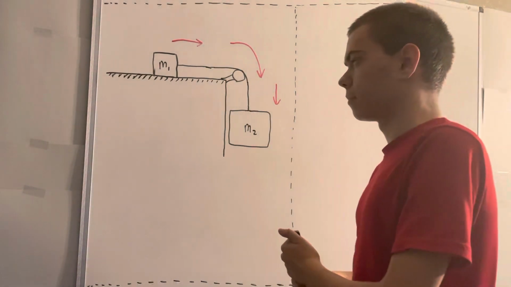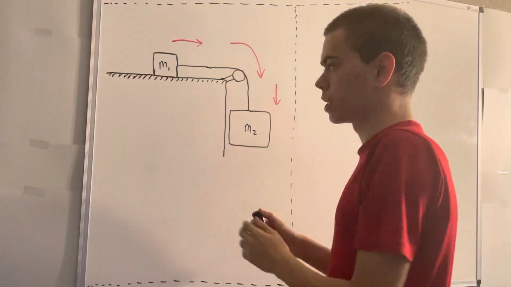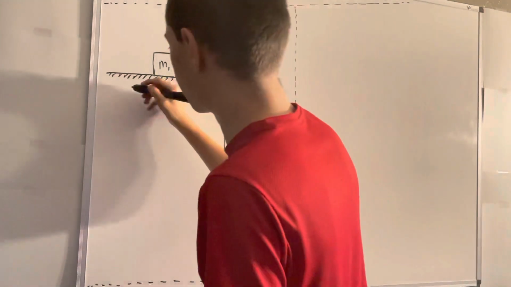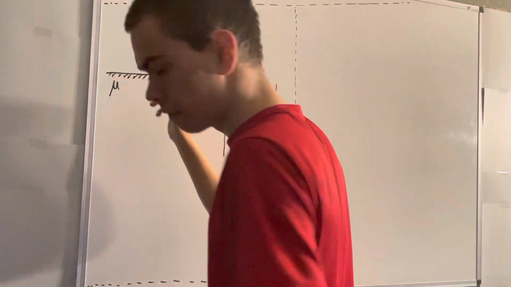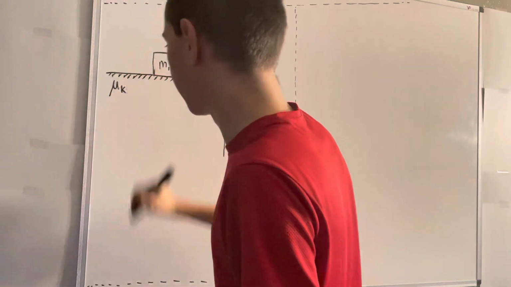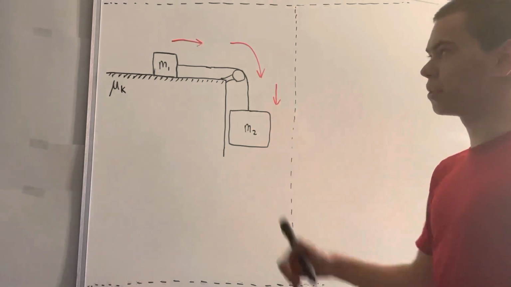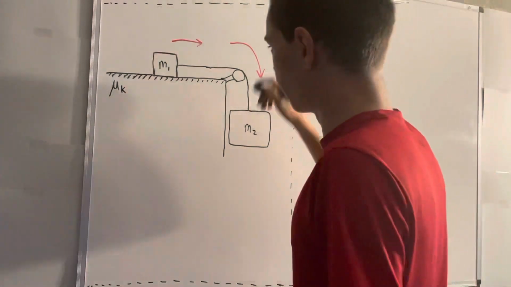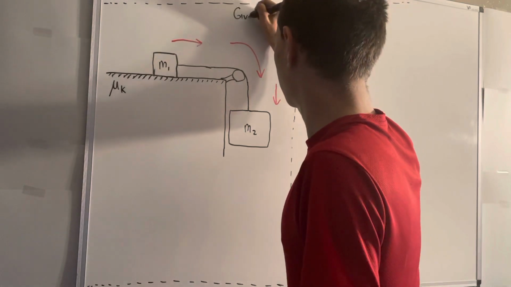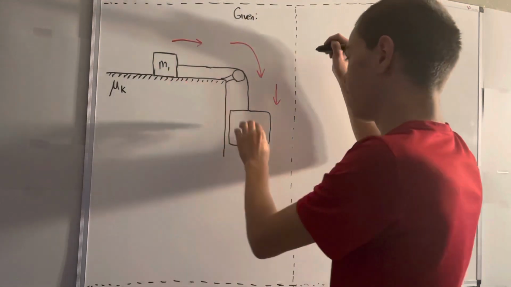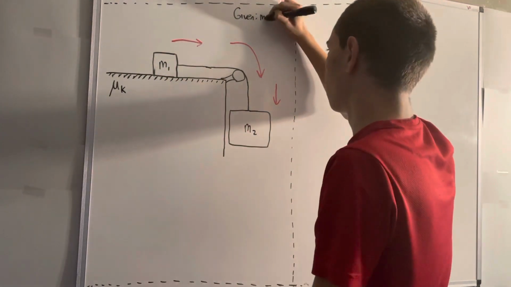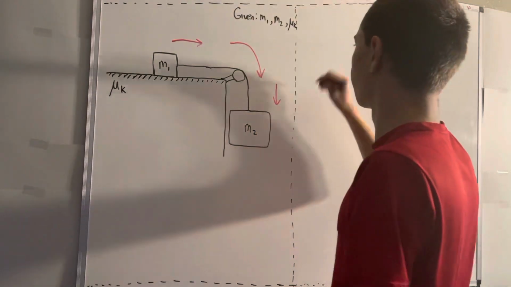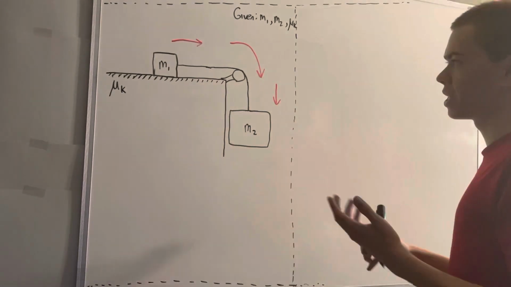Also, we have a surface with friction. We're going to assume the system does move, so we have kinetic friction. Our coefficient of kinetic friction is just mu k. So this is basically the three things that we're given: m1, m2, and mu k.